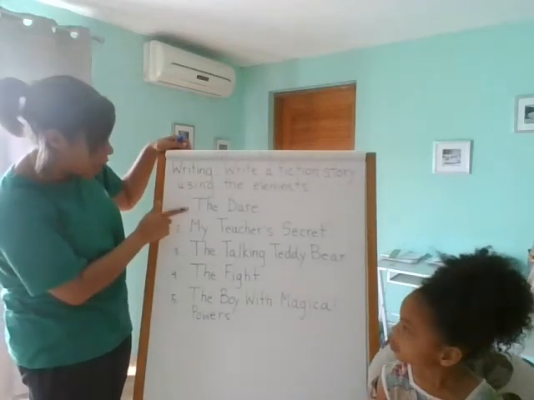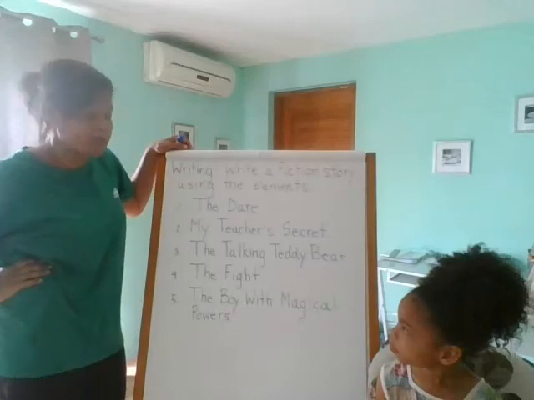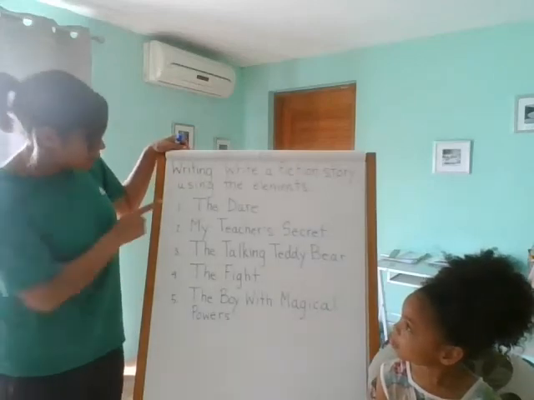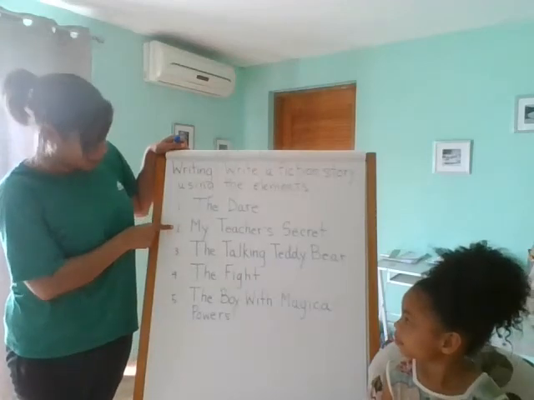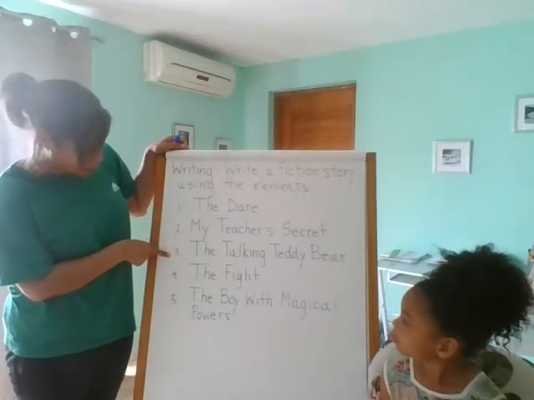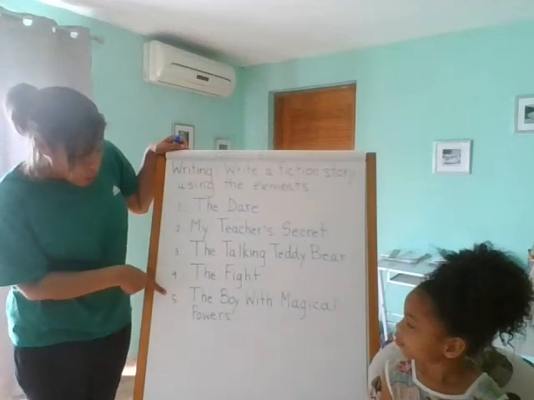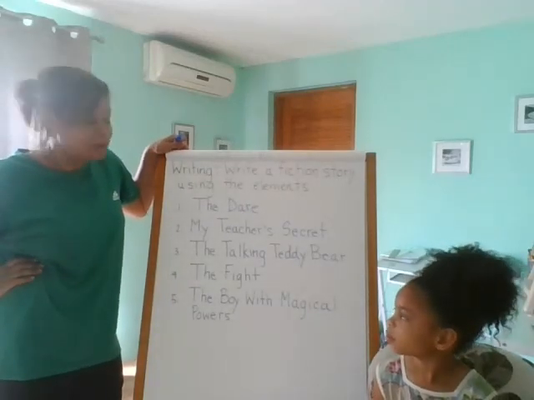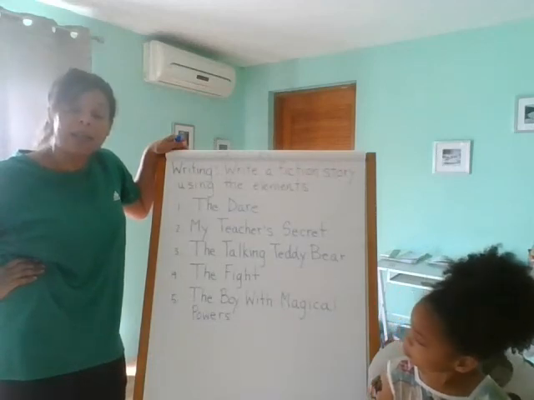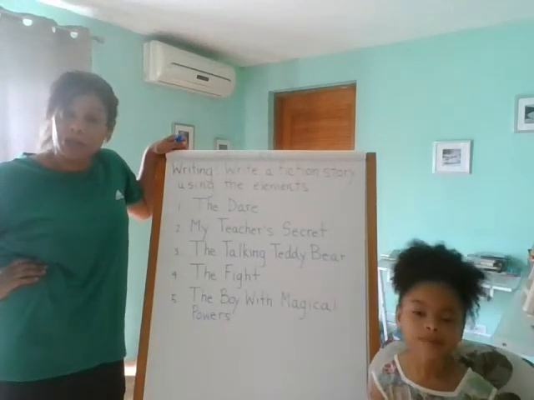So I'm going to give you 5 titles to choose from. You can choose any one of these titles. The Dare, My Teacher's Secret, The Talking Teddy Bear, The Fight, or The Boy with Magical Powers. So you can do this in your writing books, but just make sure that you include the 4 story elements. And I look forward to reading them.